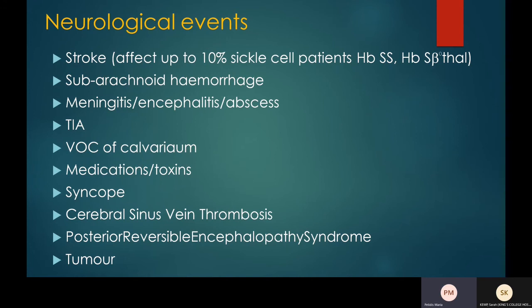This most commonly occurs in children who have homozygous sickle cell disease or S-beta thalassemia. However, they can present with a subarachnoid hemorrhage, meningitis, encephalitis, just like other children. Sometimes a vaso-occlusive crisis of the calvarium can present with severe headache. They may have ingested some medications or toxins. They may have just had an episode of syncope. They may have cerebral sinus vein thrombosis or posterior reversible encephalopathy syndrome, and rarely could have a tumor.